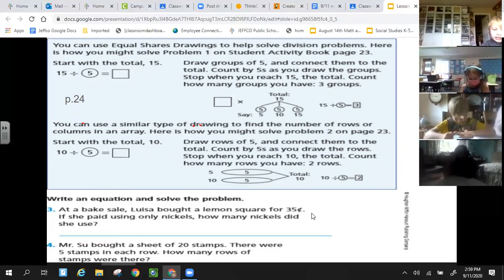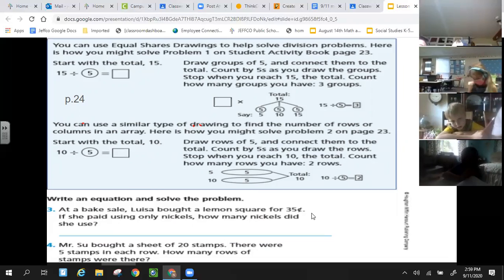We're on page 24. Can I see your workbook? Page 24. I want you to now draw an equal shares drawing with 35 at the top. See if you can solve this problem. I'll get you started, but 35 is the total. How much is a nickel worth? 5 cents. So you've got your divisor. You've got your dividend, your divisor. See if you can find the quotient.